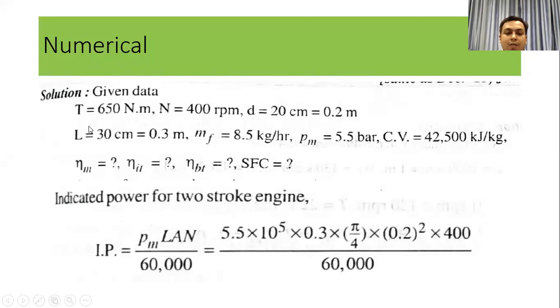Length is again given, the stroke length is 30 centimeter. Again, we convert into meters. Mass flow rate is given as 8.5 kg per hour. We need to convert it into kg per second by dividing by 3600.